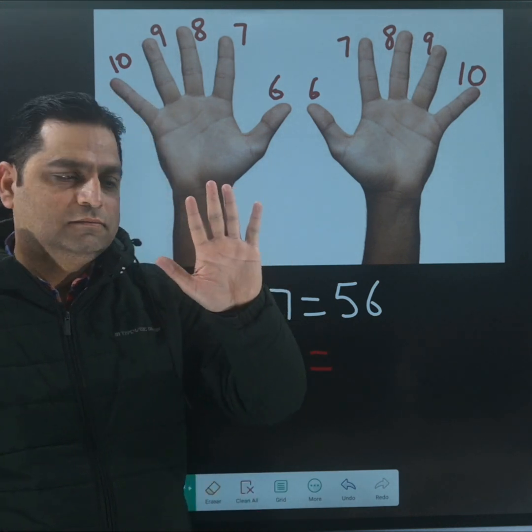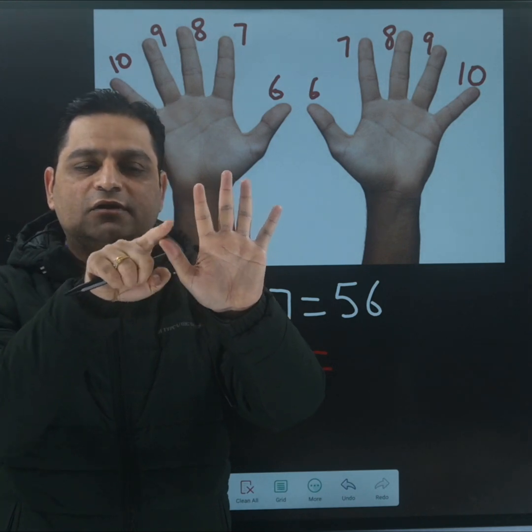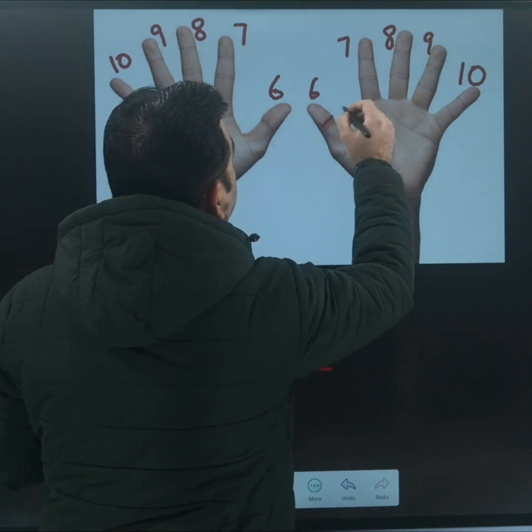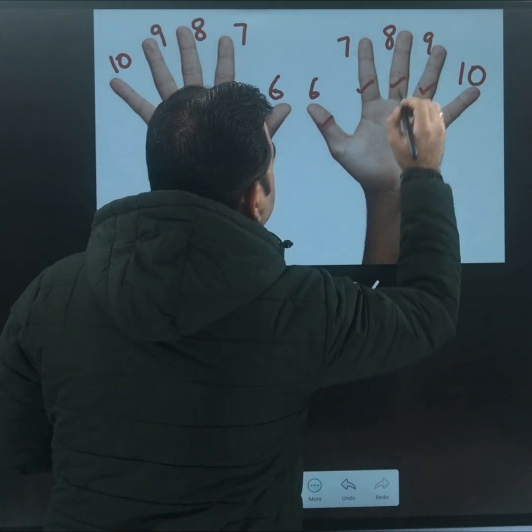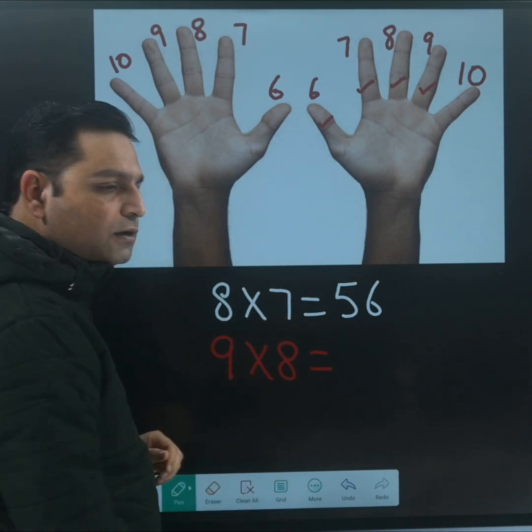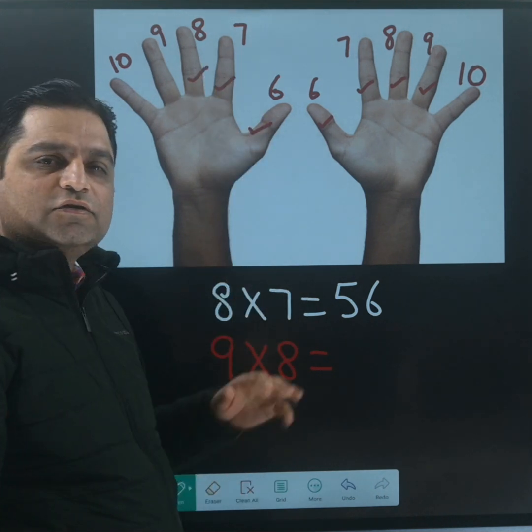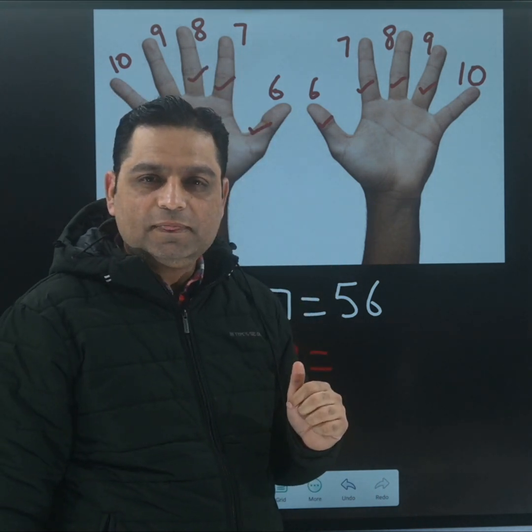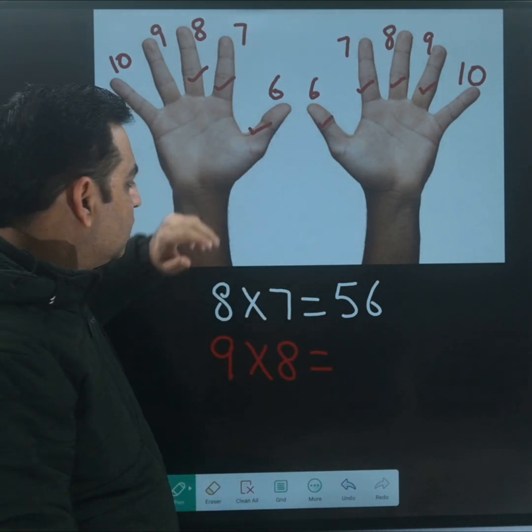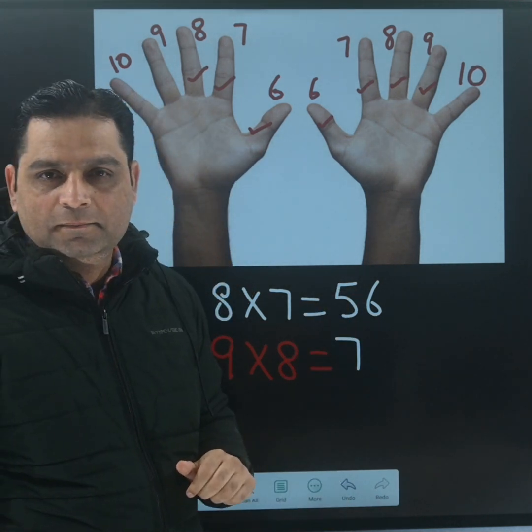Now 9. See, 6, 7, 8, 9. How many fingers are used? 4 fingers are used. Let me take here 6, 7, 8, 9. 1 is left, no problem. Then 8. From the other hand, 6, 7, 8. 3 fingers are used from this side. How many total are used? 4 from this side, 3 from this side. 4 plus 3, 7. We will write 7.